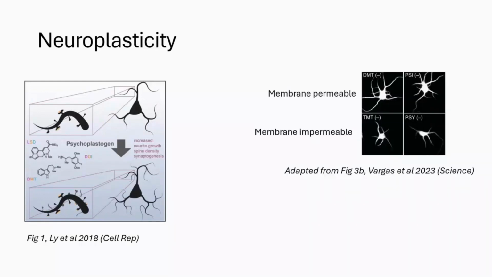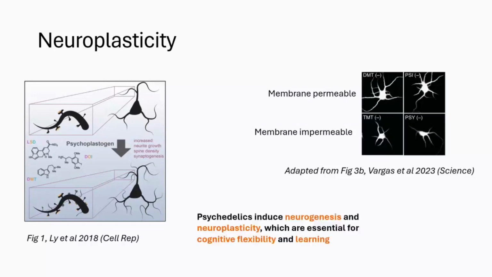And very recently, because I did want to feature this, it was shown that this happens through an intracellular 5-HT2A mechanism. Up here you have a cell that's been given DMT and one that's been given psilocybin, and you can see they've got all sorts of these branches. Both of these are membrane permeable, or they can go inside of the cell. Now when you take derivatives that can't go inside of the cell, you can see that these don't really seem to be forming all of these new branches. So psychedelics induce neurogenesis and neuroplasticity, and these are essential for cognitive flexibility, so this idea that we can move from one belief to the other, as well as in general learn.